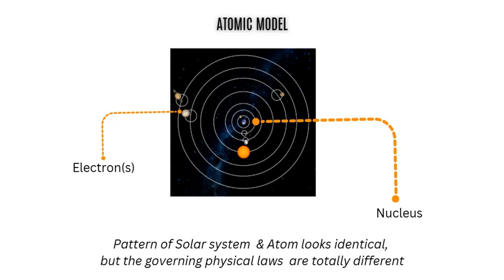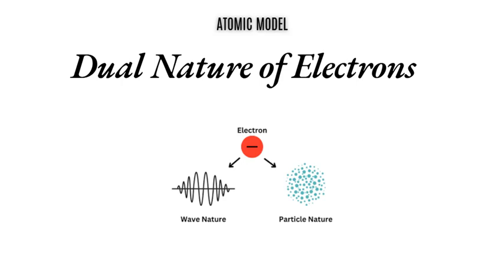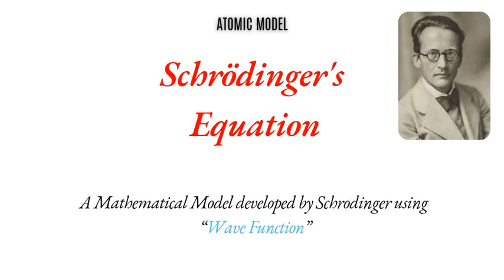But unlike the solar system, where we can pinpoint the exact location of planets, we cannot do the same for electrons in an atom, because the wave nature of the electron inside the atom cannot be neglected. One of the strange things about electrons is that they behave both like particles and waves. Sometimes they act like tiny balls, particles, and other times they behave like waves, spreading out and interfering with each other. To understand this strange behavior, scientists use a mathematical model called the Schrodinger equation. It is a bit complex, but it helps to calculate the probability of finding an electron in a specific region of space.